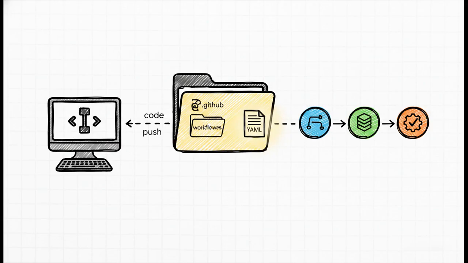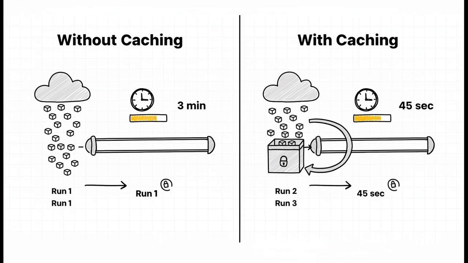Simple as that. Now here is a pro tip that will save you so much time: caching. Without it, your pipeline has to re-download all of your project's dependencies every single time it runs. But with caching, it just reuses the ones from the last run. And the impact is huge. A build that took 3 minutes can suddenly drop to just 45 seconds. This is how you keep your pipelines nice and fast.